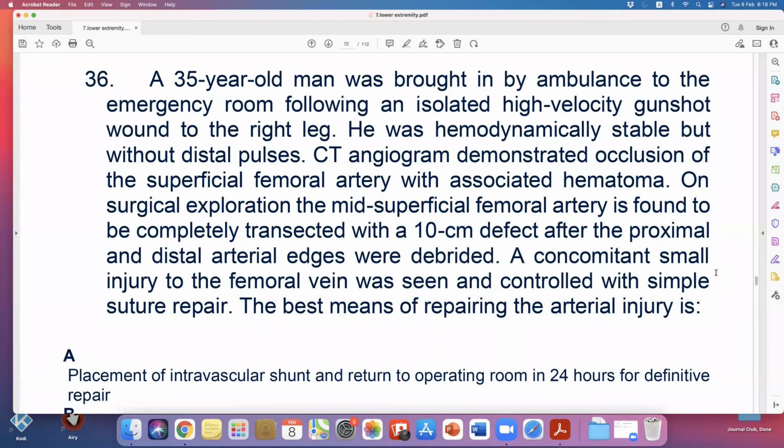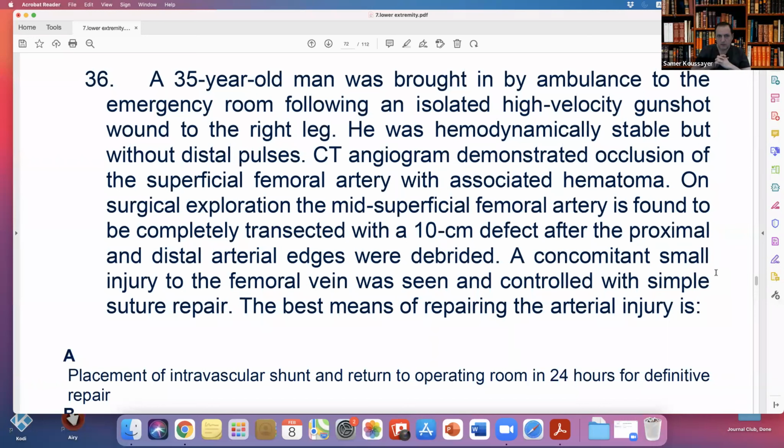The best means of repairing the arterial injury is... So he has a 10 centimeter defect. We have a trauma. Yes, sure. Patient stable. So you can do the definitive treatment now.